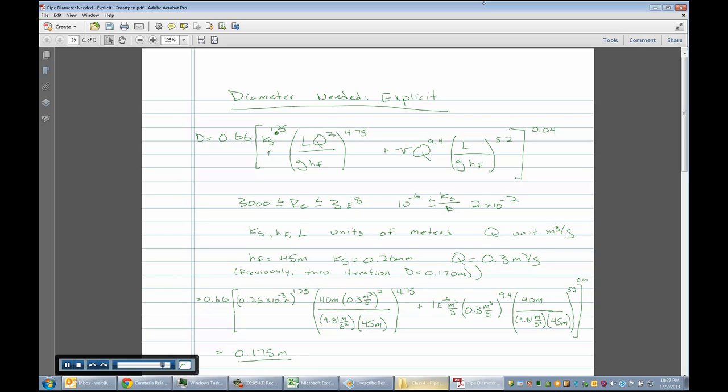On the slide it mentions that this explicit method, a less accurate but so-called easier approach than iterating, usually gives us results within about 5% of the iterative approach. Our iterative value, when we did it the long way, getting the f value to converge, was 0.17 meters. Assuming that is correct, 0.175, and dividing the difference, that is about 2.9% error. Okay, so that's an illustration of this other method that can find the diameter directly.